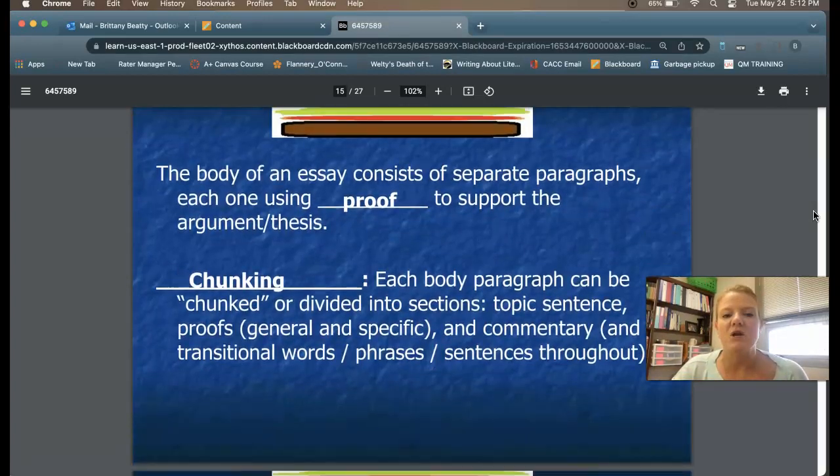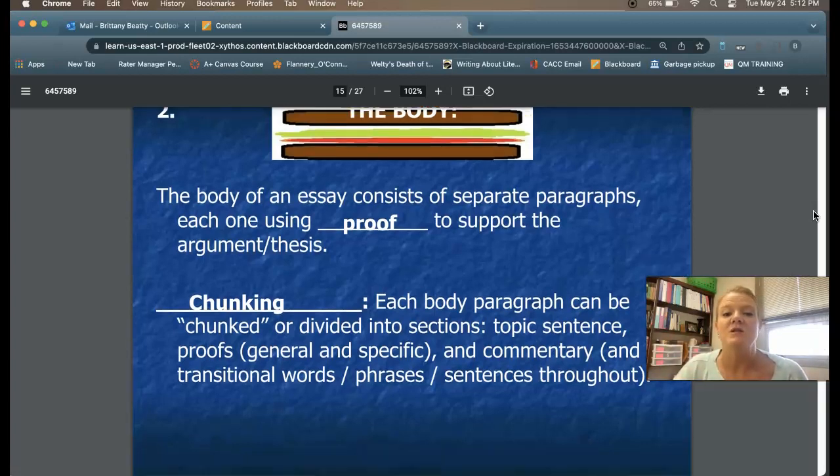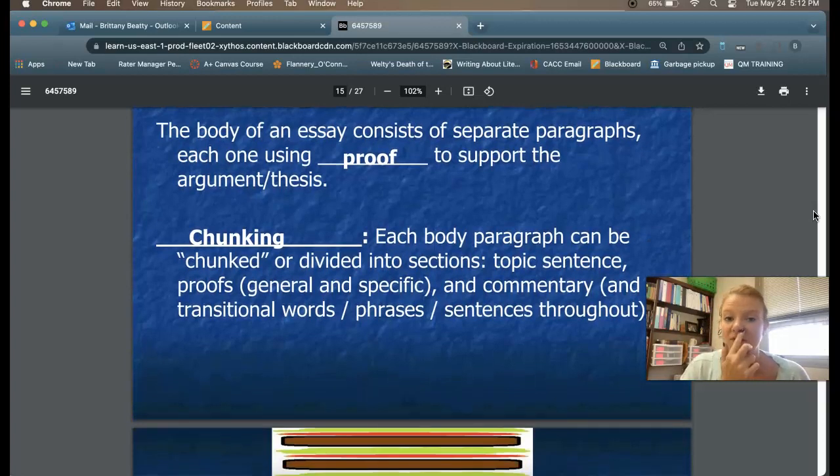So the body of an essay consists of at least 3 paragraphs. In a standard 5-paragraph essay, you should have a conclusion, an introduction, and then 3 body paragraphs, okay? And each of those body paragraphs should prove a point about your thesis statement. I mentioned chunking in another video, but body paragraphs should be divided into sections or chunks. So every body paragraph has a topic sentence.